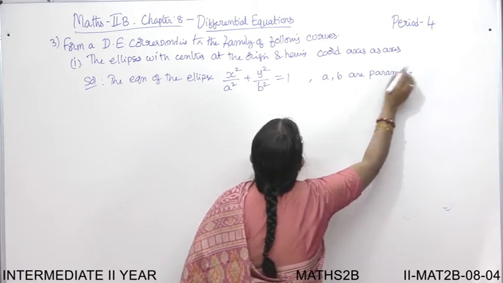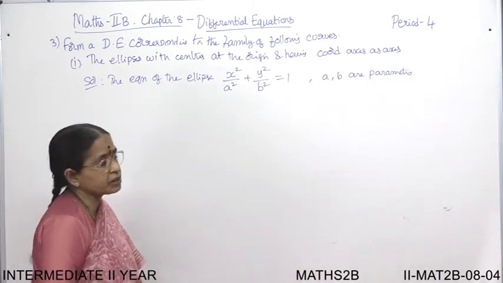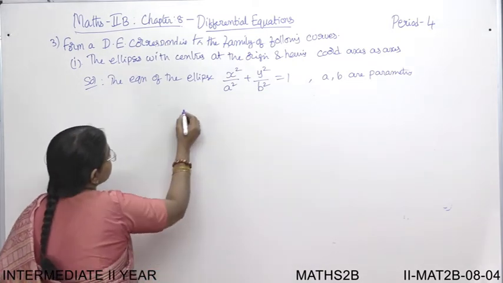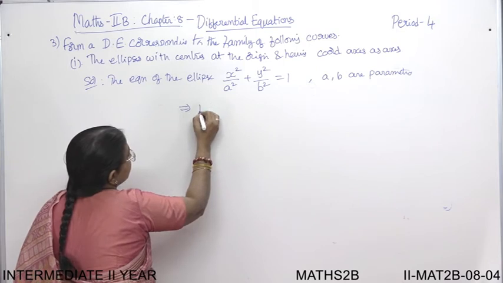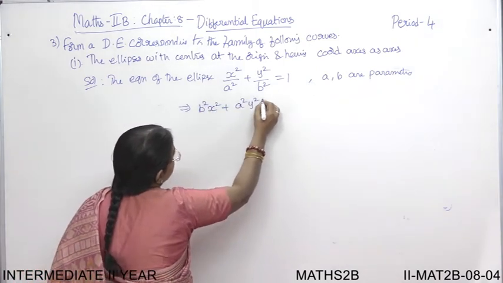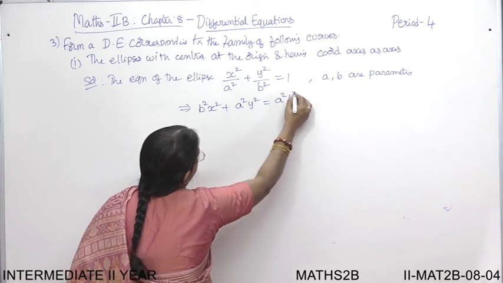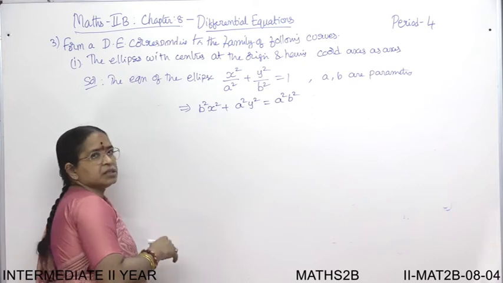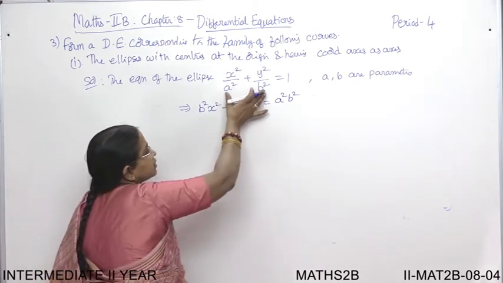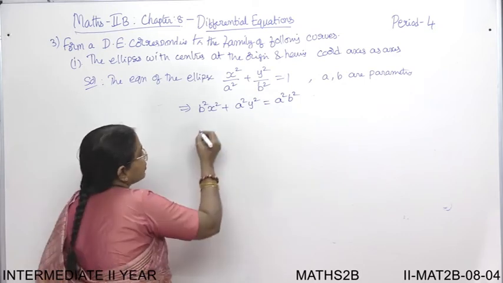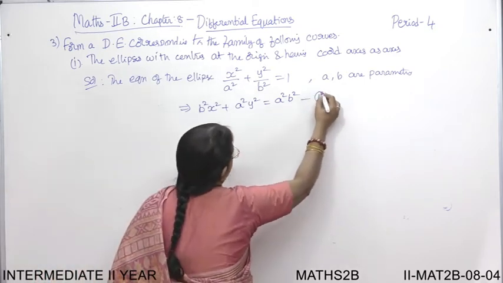So that means you must differentiate 2 times with respect to x. First we'll write the equation as b square x square plus a square y square is equal to a square b square. Take the LCM as a square b square and cross multiply. Then it is easy for us, because when you have constants in the denominator, we may get confused in writing the derivatives. So this is your equation 1.